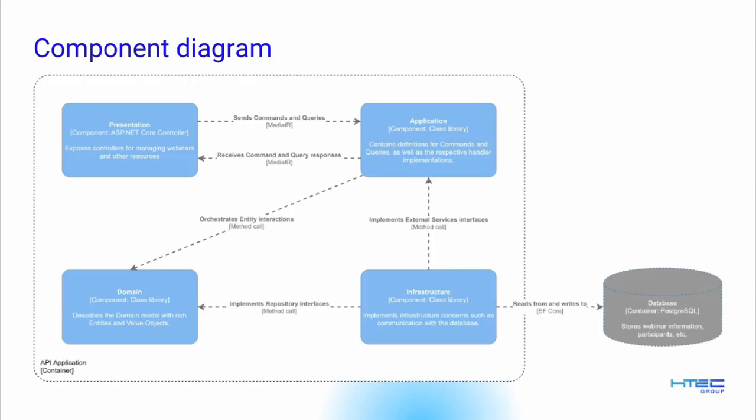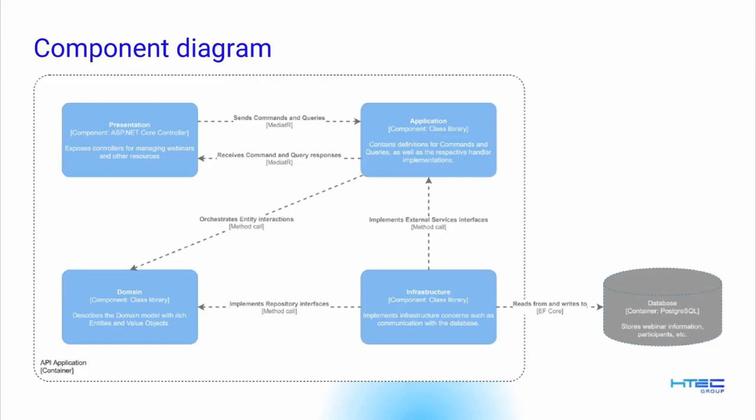We use the application component to define our commands and queries definitions, as well as their respective handlers. The application component communicates with the domain component using method calls, and it orchestrates the entity interactions that are necessary to perform a certain action. In the domain component, we describe the domain model with rich entities and value objects. And lastly, we have the infrastructure component, which is used to implement all of the infrastructure concerns, such as communication with the database. And we can see that the infrastructure component reads from and writes to the database, in this example using Entity Framework Core.